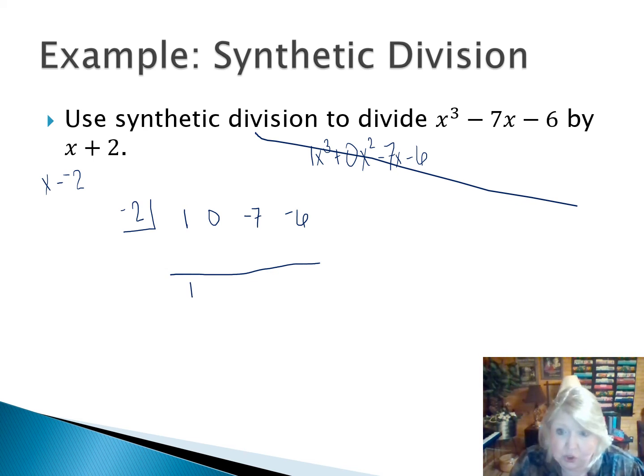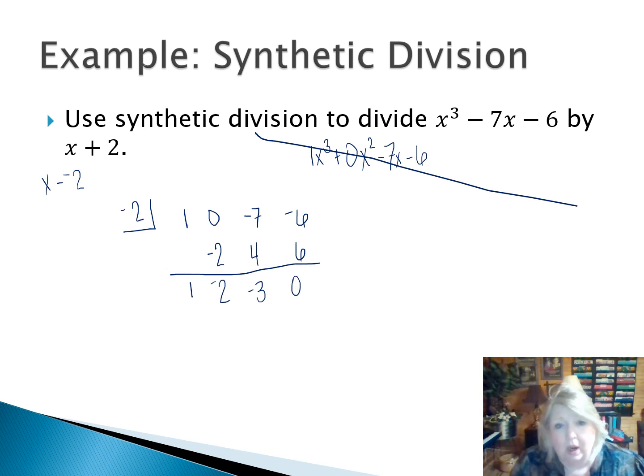And that's got me set up. I'm ready now to start. So, I say box times bottom. Negative 2 times 1 is negative 2. I write it in the middle. Then I add. 0 and negative 2 is negative 2. Box times bottom. Negative 2 times negative 2 is positive 4. Negative 7 plus 4 is negative 3. Then I say box times bottom again. Negative 2 times negative 3 is positive 6. And then I add, and I get a 0.